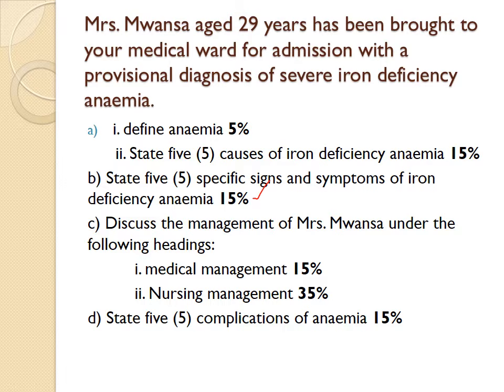In most cases you find that these people eat tomatoes or any greens, due to lack of iron. So those are some of the specific signs and symptoms. Remember, the question says state 5 specific signs and symptoms, and these ones are the specific ones: soreness and inflammation of the mouth and tongue, changes in the fingernails, dysphagia, pica, and also fatigue.